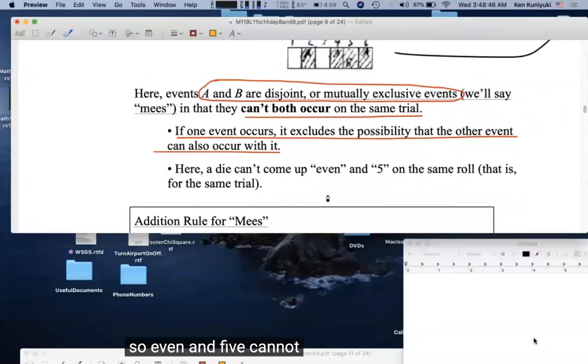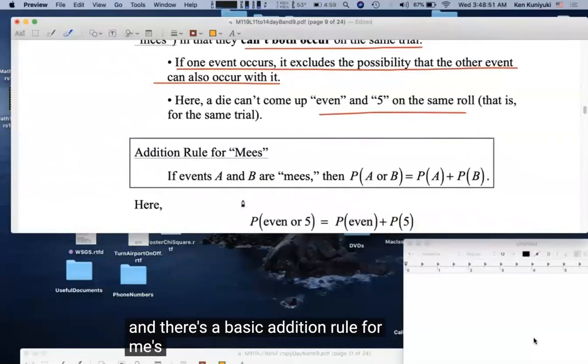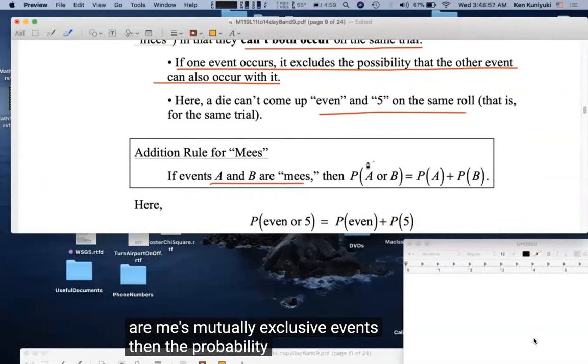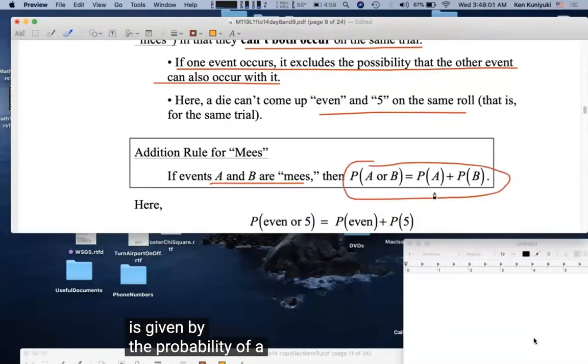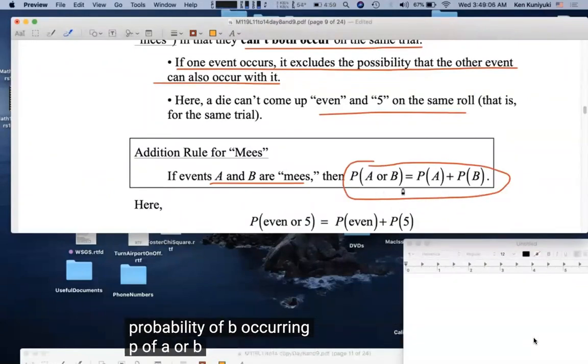So even and 5 cannot come up on the same roll. And there's a basic addition rule for MEs. If A and B are MEs, mutually exclusive events, then the probability of A or B occurring is given by the probability of A occurring plus the probability of B occurring. P of A or B equals P of A plus P of B.